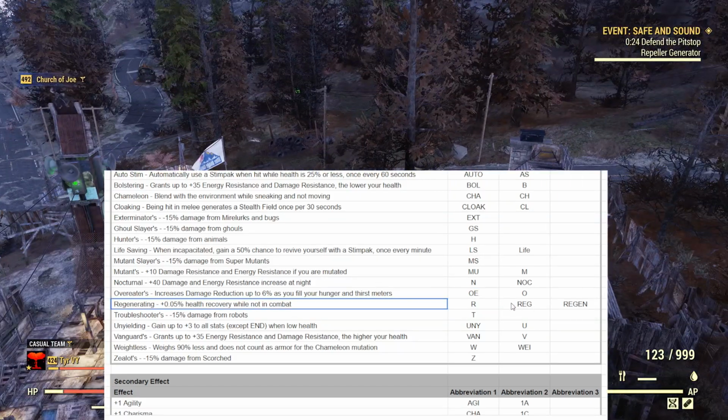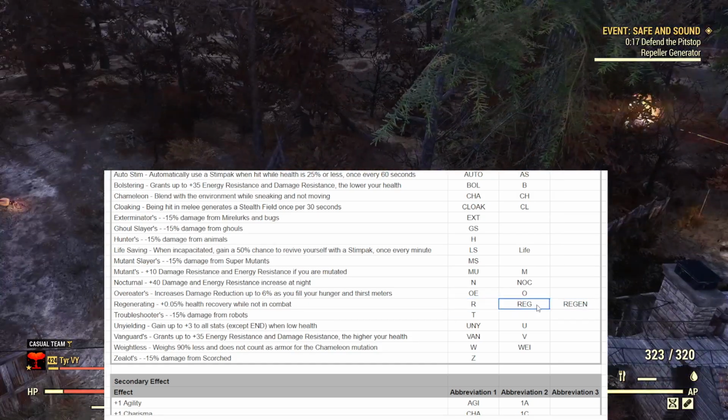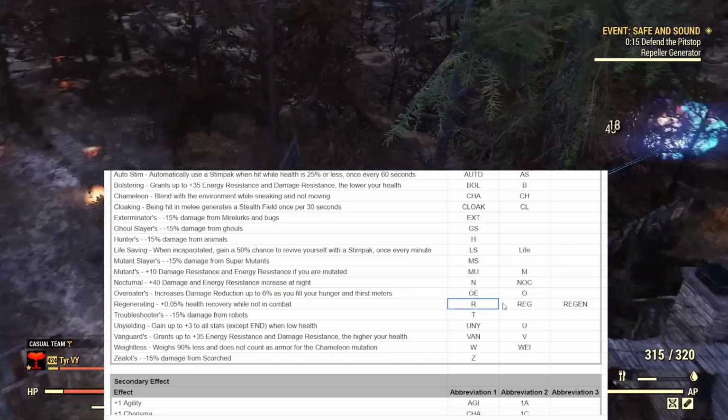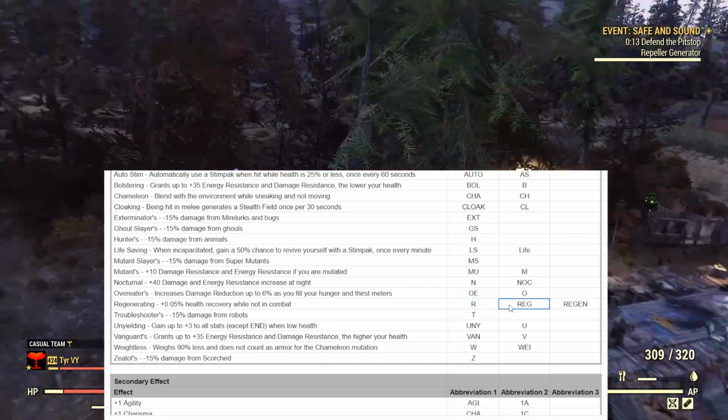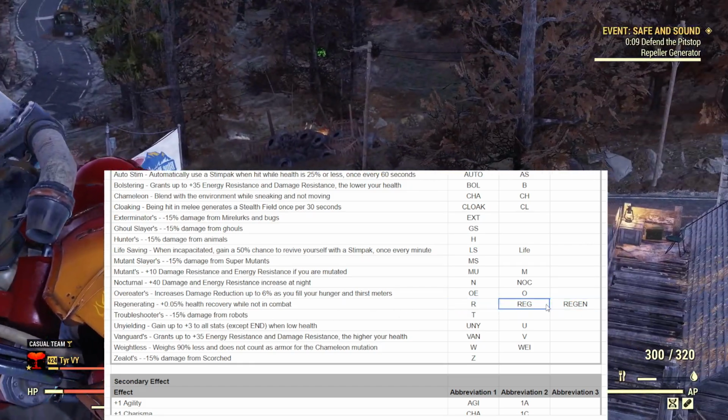Regenerating, not many people really even want this. I don't recall seeing any of these really used, but if I was to use it, I would probably write REG just to really get that point across that it is regenerating. Can't be confused with anything else.